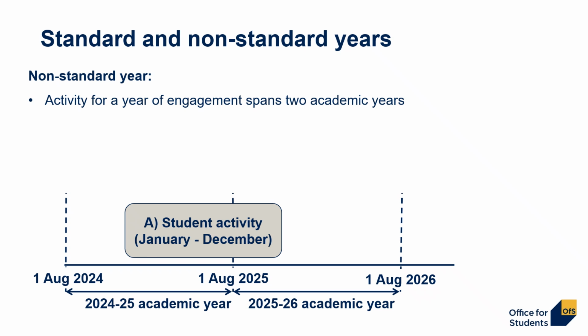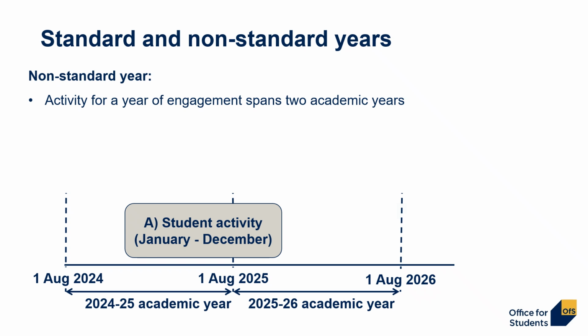Here we can see an example of a non-standard year. The year depicted by box A shows that study activity starts in January after the census date. What's different here is that the students' activity runs from January to December, following a calendar year pattern. This is just an example, but the important point here is that their study activity spans 2 academic years. This is what we call a non-standard year.